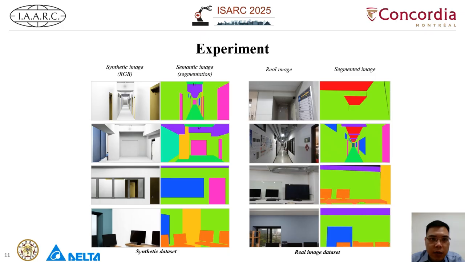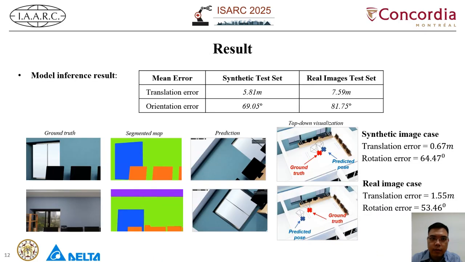Here are examples of the synthetic and real image datasets in our experiment. While ISARC Sim automatically generated the outputs, we manually labeled the real images to ensure that the manual labels have the same color code as the synthetic training data. So when inputting a semantic image to the model, the semantic information per pixel is treated like extra color channels and fused with the RGB image.